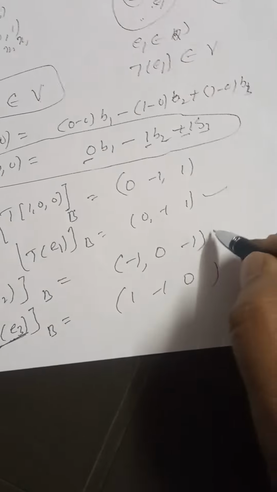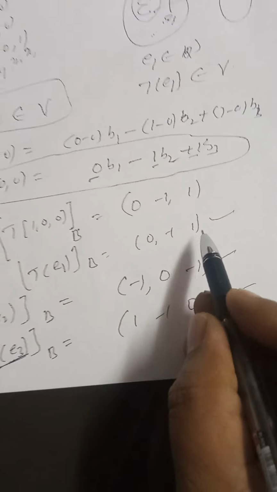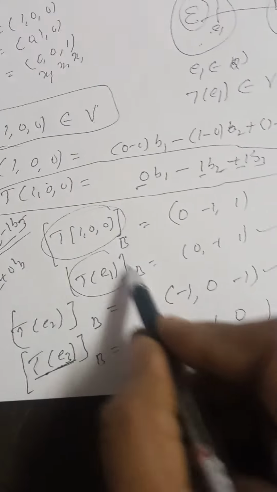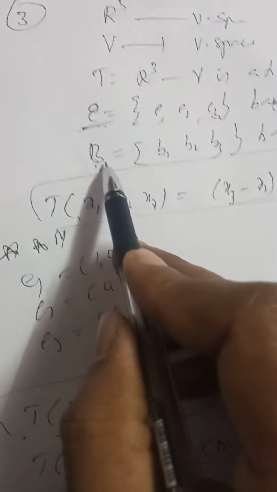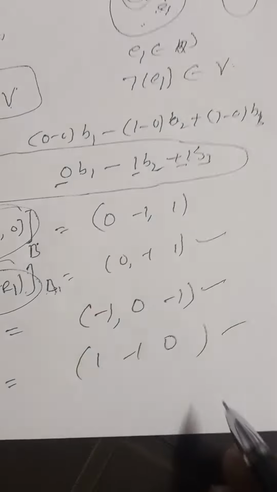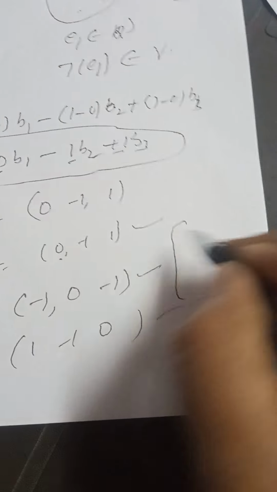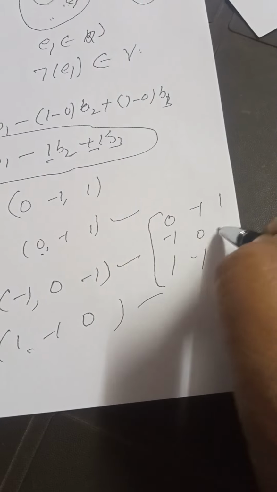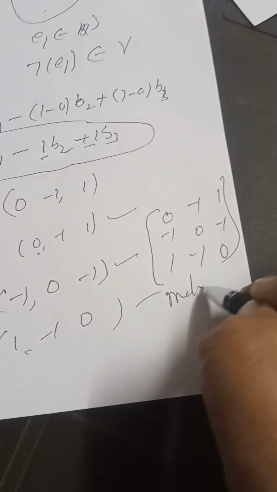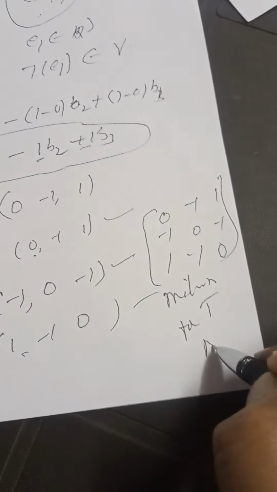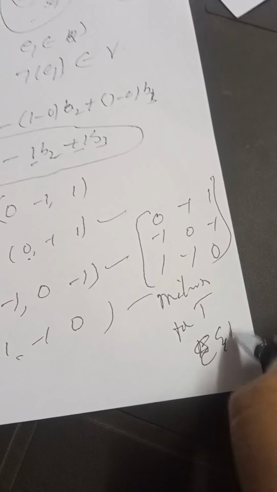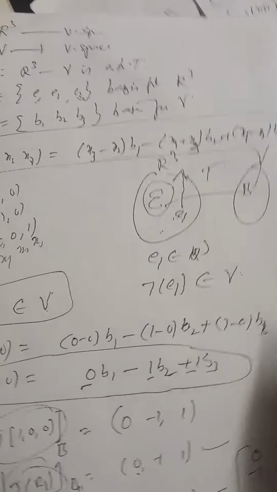Now what are these? These are the coordinates of this vector relative to the basis B, in this notation. Now if you collect these vectors column-wise, that is called the matrix for T. The first one is 0, minus 1, 1, the second one is minus 1, 0, minus 1, the third one is 1, minus 1, 0. This is called the matrix for T relative to the bases E and B. Please go through these problems.